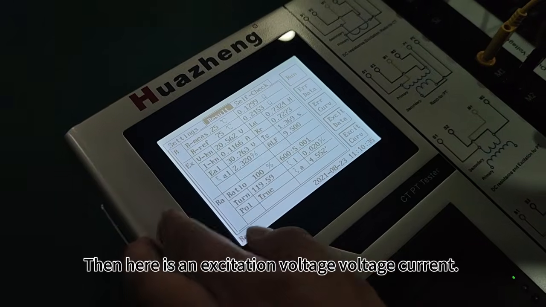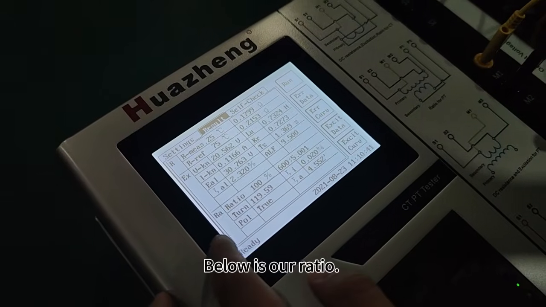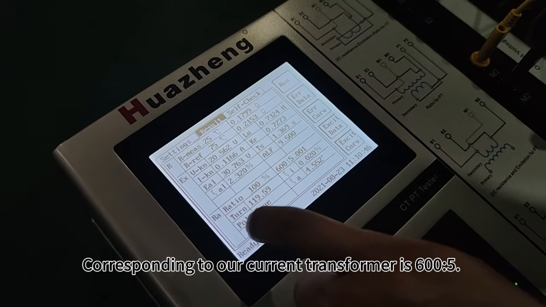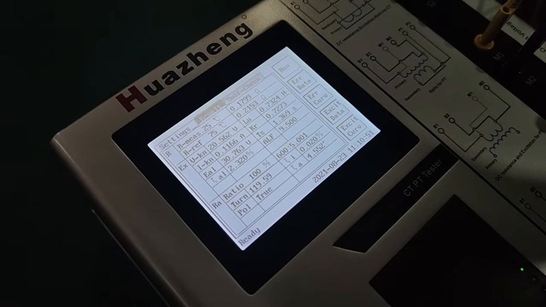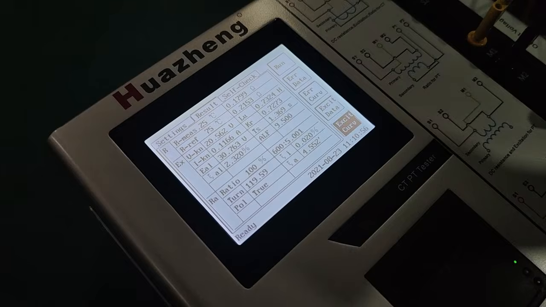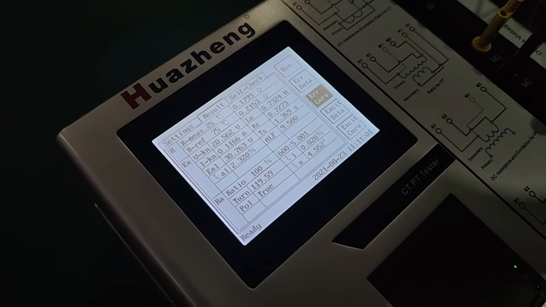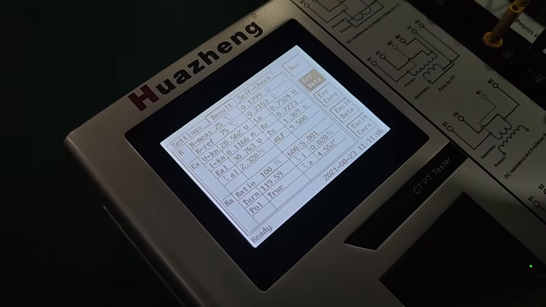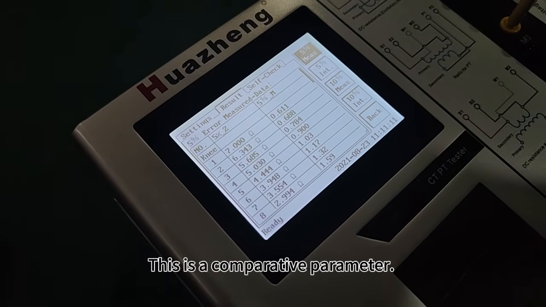Then here is an excitation voltage current. Below is our ratio. Corresponding to our current transformer is 600:5. Then its ratio is 120. This is a comparative parameter.